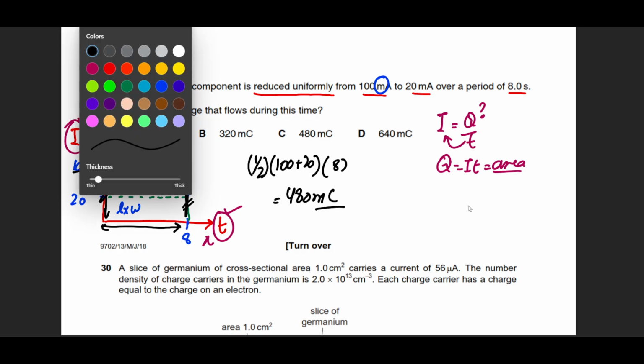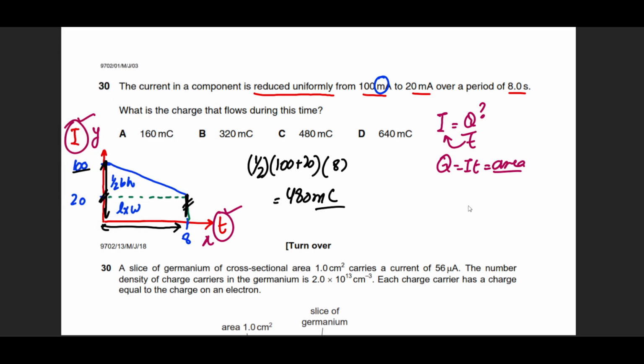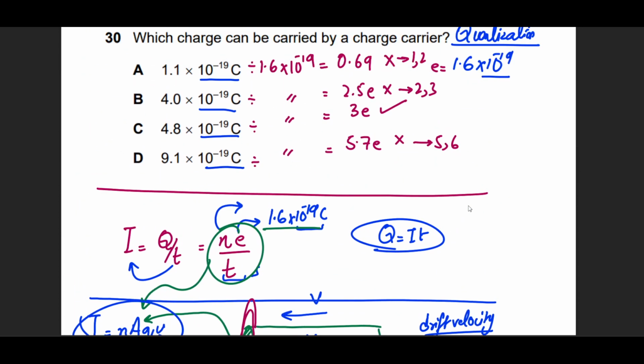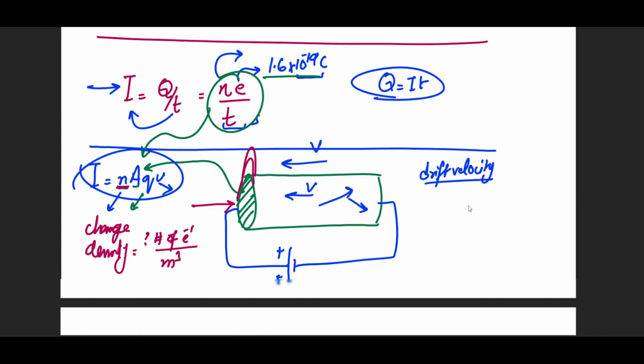Notice that I didn't convert this into milli. I didn't convert milliamperes to amperes. Why? Because the answers also possess a milli factor, so this milli will fall into place at the end of the calculation automatically. So this is going to be option C. That is how this formula is going to be used, or how the exam is going to trick you into using this equation.